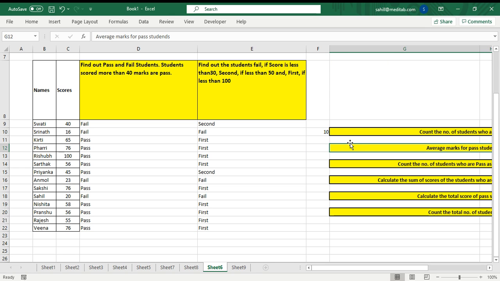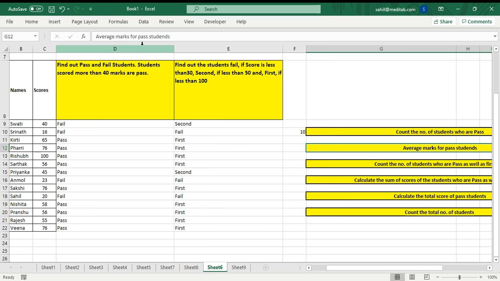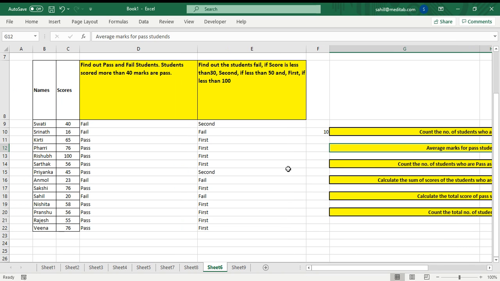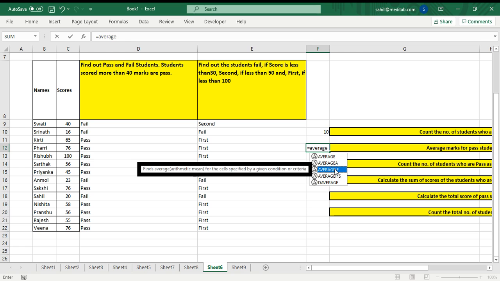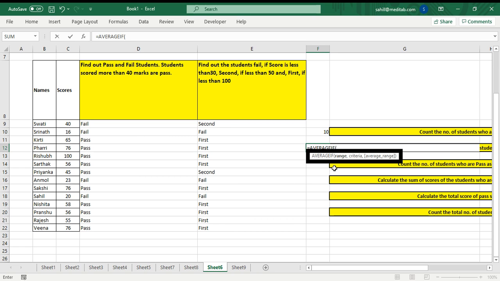Here it is asking the question: average marks for pass students. Average marks is the operation we need to do, and the criteria is that the student should be pass. So we have one function, average, and only one criteria here. So I'm selecting AVERAGEIF, not AVERAGEIFS, because there is only one criteria.